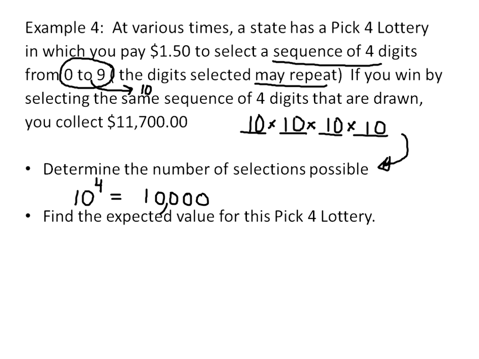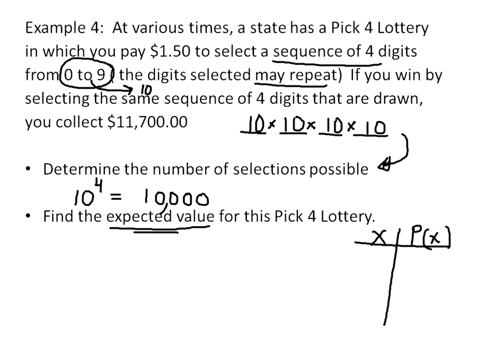So that's how many ways this can happen. All right, now it says find the expected value for this Pick 4 lottery. To find an expected value, I need a random variable and I need a probability. So I need an x and I need a p of x. I need a column for my random variable and a column for my probability.